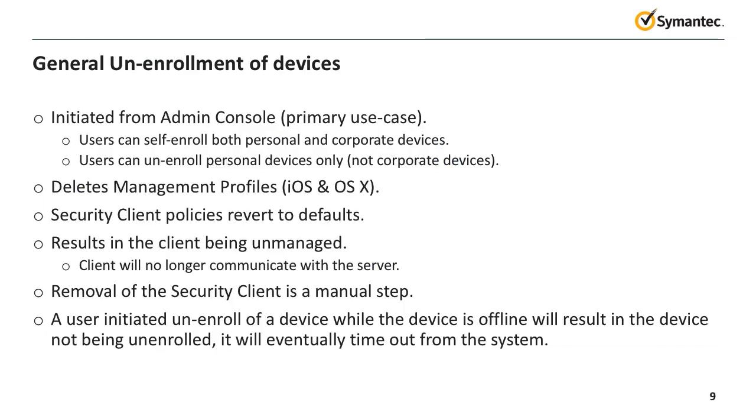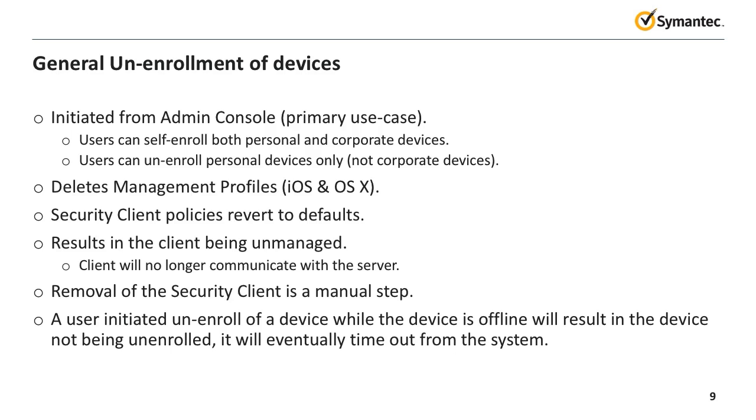This is the general process for unenrollment of devices, which will vary in detail by operating system. You'll need to unenroll a device from the console during enrollment troubleshooting, in the event a user leaves the company or when the registered device is no longer in service. Unenrollment is typically initiated from the admin console as the primary use case. Users can self-enroll both personal and corporate devices, but can unenroll personal devices only, not corporate devices.